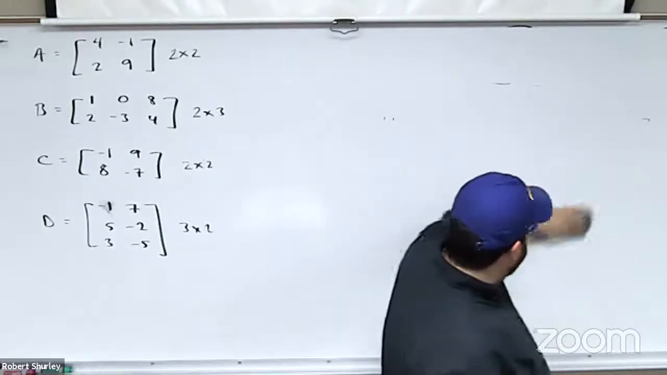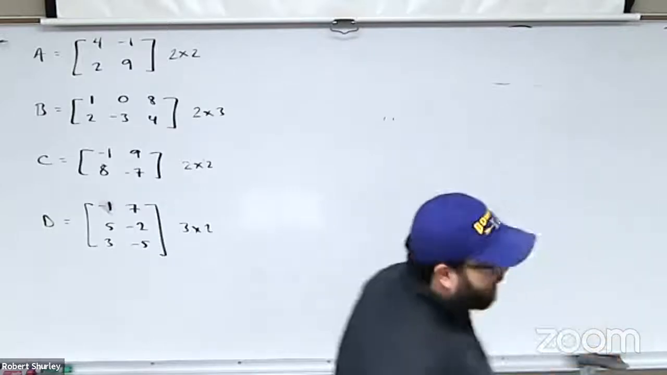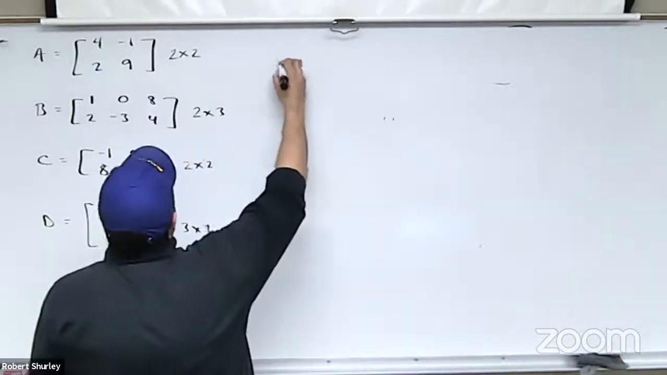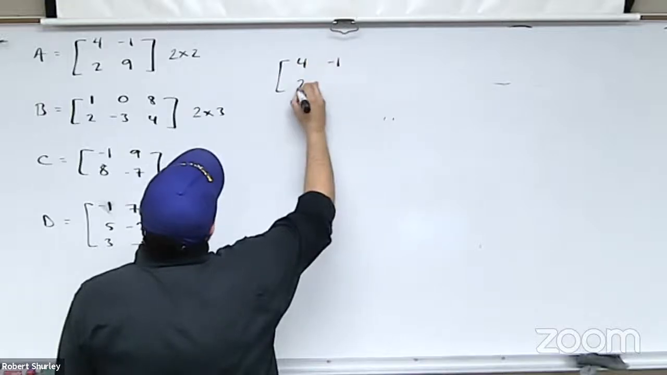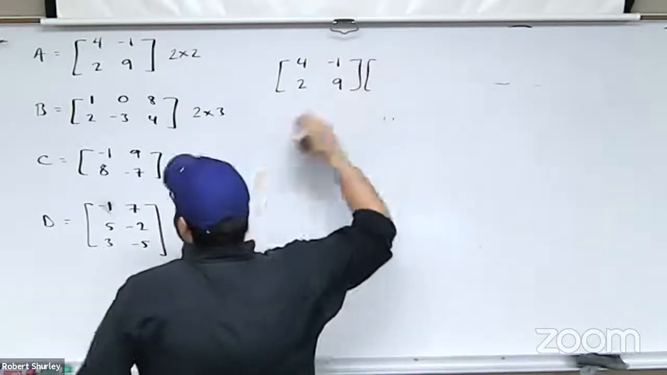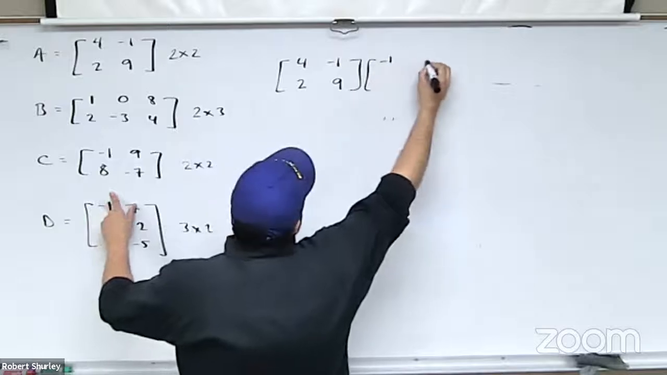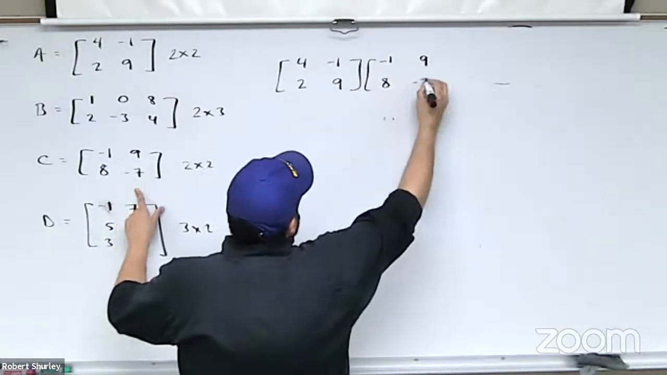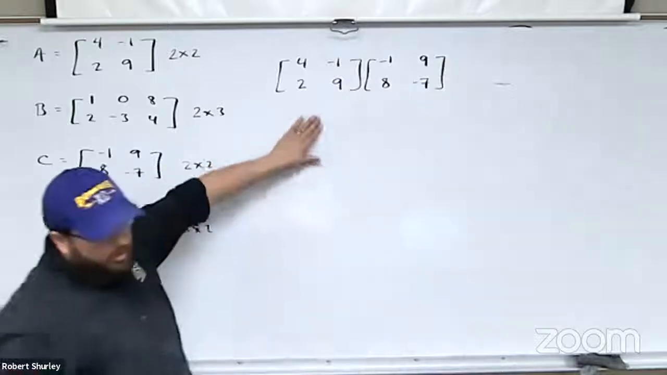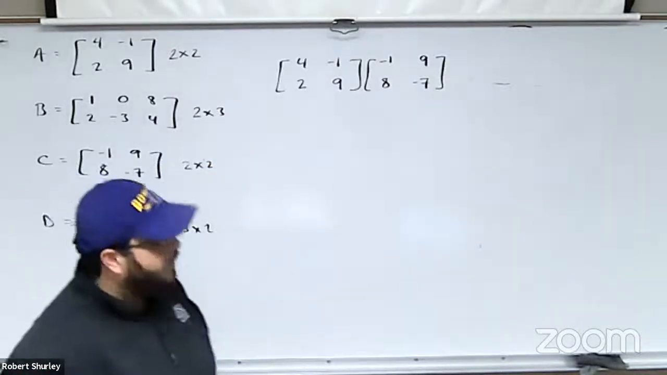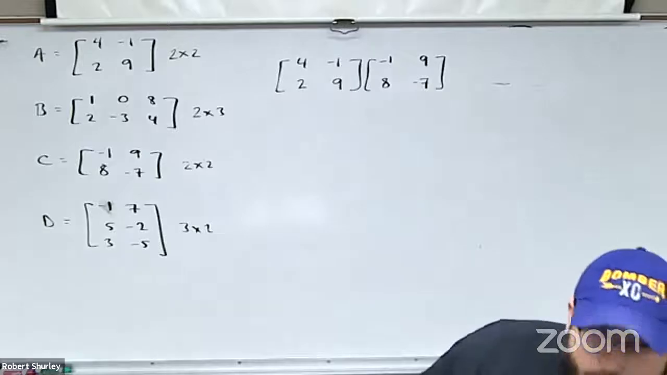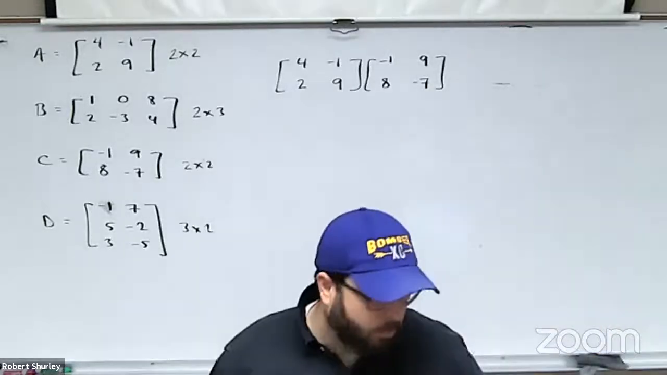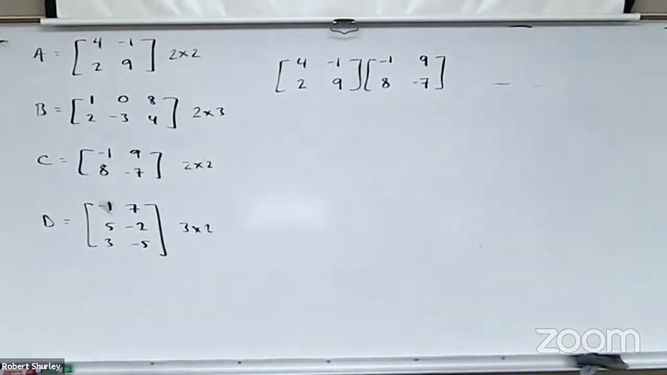And I'm going to give you a minute to do this by yourself. I want you to attempt this. Let's do A times C. So 4, -1, 2, and 9 times, now let's do C, -1, 9, 8, and -7. You try this one. I'm going to give you a minute to do it. And just try your best. If you don't get it right, that's fine. That's the whole point, is just to see where you're at. So try that based off of the strategy we just learned. I'll give you a minute.